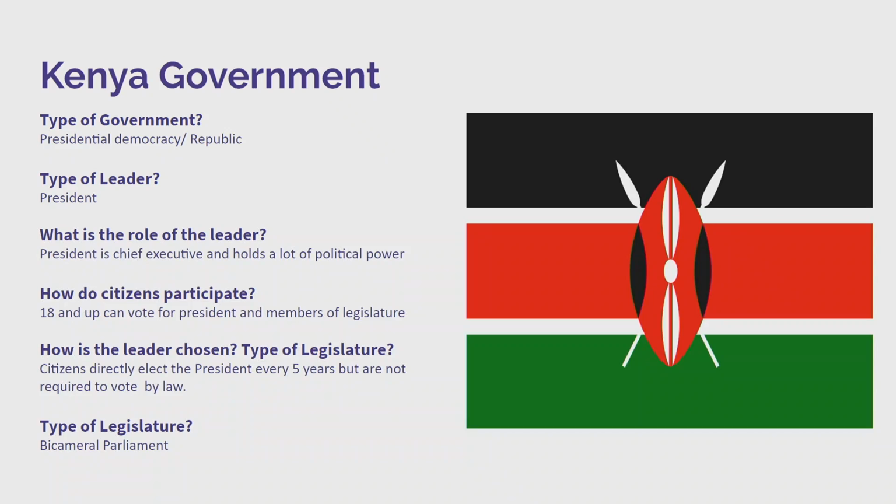Moving down, how is the leader chosen? The citizens directly elect them. We just talked about that one. And the final thing, what type of legislature do they have? They have a bicameral legislature, which consists of 2 houses, a Senate and the National Assembly. The people are directly responsible for electing the members of both houses in Kenya.